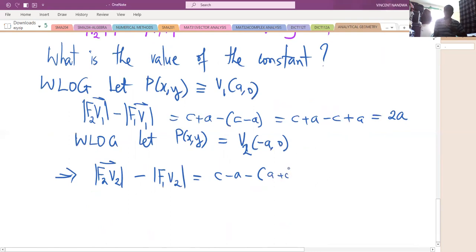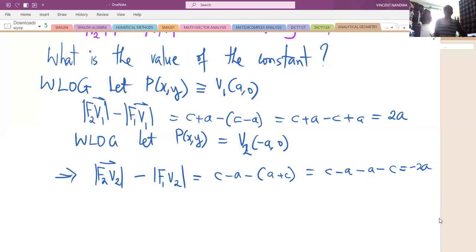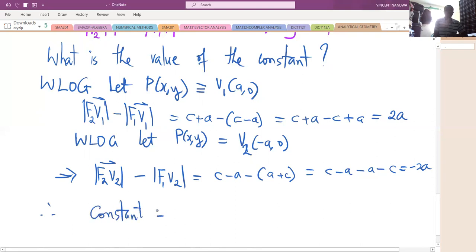A plus C. So this will give us C minus A minus A minus C. So C minus C is 0, minus A minus A is minus 2A. So therefore, this constant we are referring to is either plus 2A or minus 2A, depending on whether we are picking the left arm or the right arm. So therefore, the constant in the formula is given by plus or minus 2A.